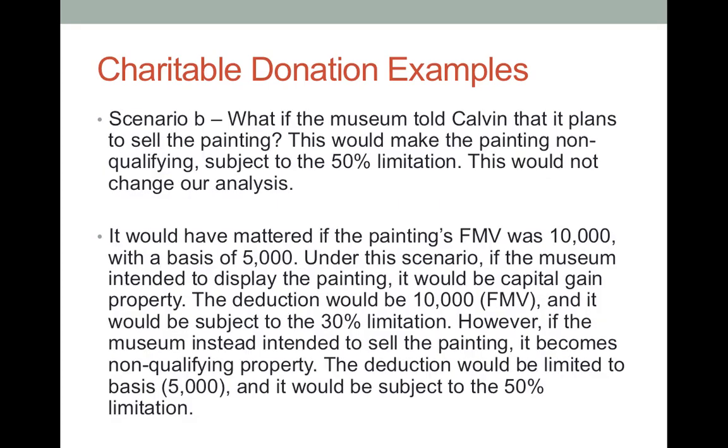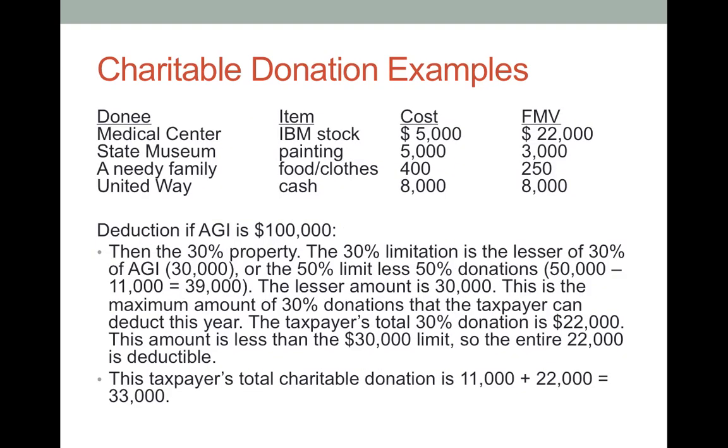Okay. So scenario B in this problem says, what if the museum told Calvin that it plans to sell the painting instead of displaying the painting? For this problem, it doesn't matter, right? Because currently the painting is ordinary income property because the fair market value is less than the basis. So currently the amount that we're able to deduct is the lesser of those two amounts, or $3,000.